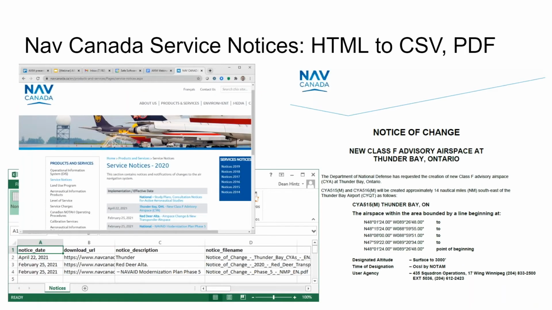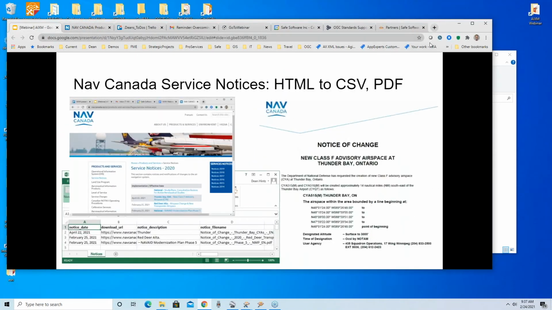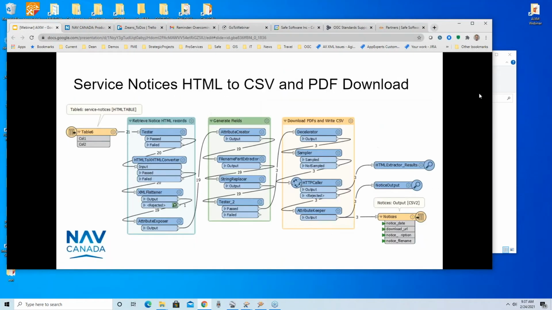So this is the input page from NAV CANADA. I can click on that and go there. So that's what the page looks like. Just a sec here.